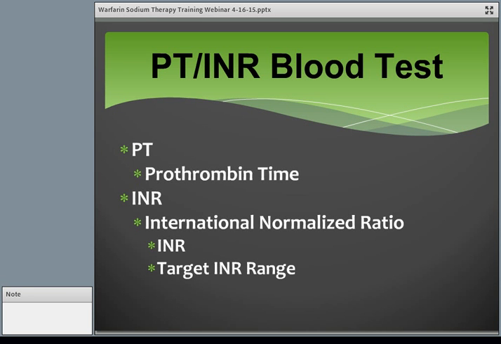The PT-INR may be ordered monthly, weekly, or even daily until the therapeutic effect of the medication is reached and the INR falls within the individual's established target range. Remember, the higher the INR, the longer it takes for the blood to clot and the risk of bleeding increases. The lower the INR, the risk of forming a bad blood clot increases.